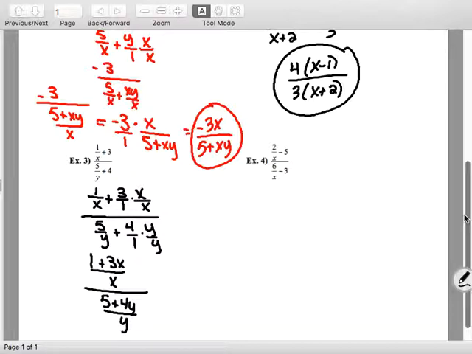I'm excited by just how many of you know what to do. You know how to add and subtract. So here we go. This is 1 plus 3x over x times the reciprocal. Is there any canceling? No, bummer. So it does not matter if you put 1 plus 3x times y or y times 1 plus 3x. Typically, we put a single factor in the front, but it's not wrong.